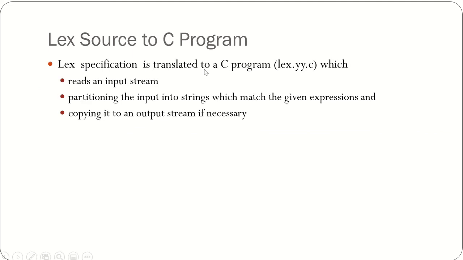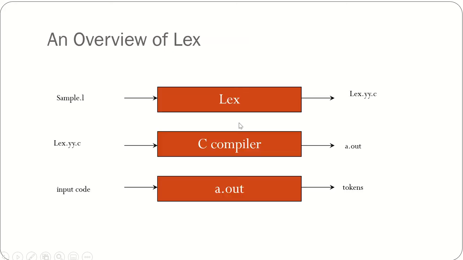The Lex specification is translated into a C program, lex.yy.c, which reads the input stream, partitions the input into strings which match the given expression, and copies them to an output stream if necessary. These are the steps for converting a specification into a C program. As we say, Lex is a lexical analyzer generator or scanner generator. It generates the lexical analyzer in the form of C code which can be further compiled and executed.